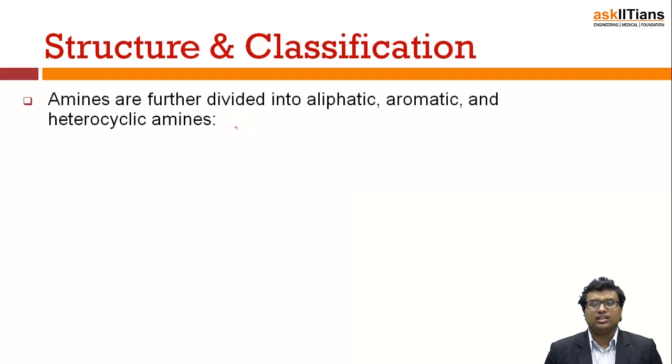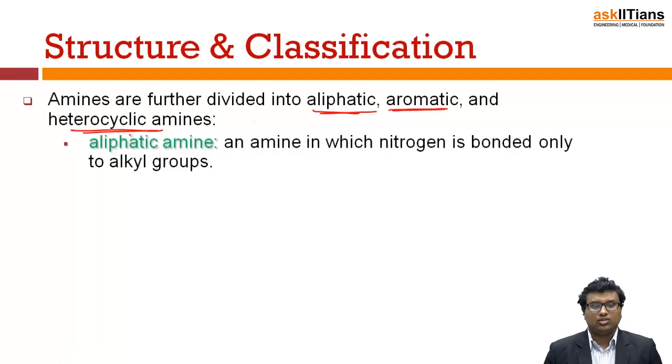So amines are further classified into aliphatic, aromatic and heterocyclic amines. If I have an amine, that amine can be classified into aliphatic, aromatic and heterocyclic amines. Let's look into these amines. So what is an aliphatic amine? If someone asks you what is an aliphatic amine, the answer should be an amine in which your nitrogen is bonded only to alkyl groups. So this is called an aliphatic amine.